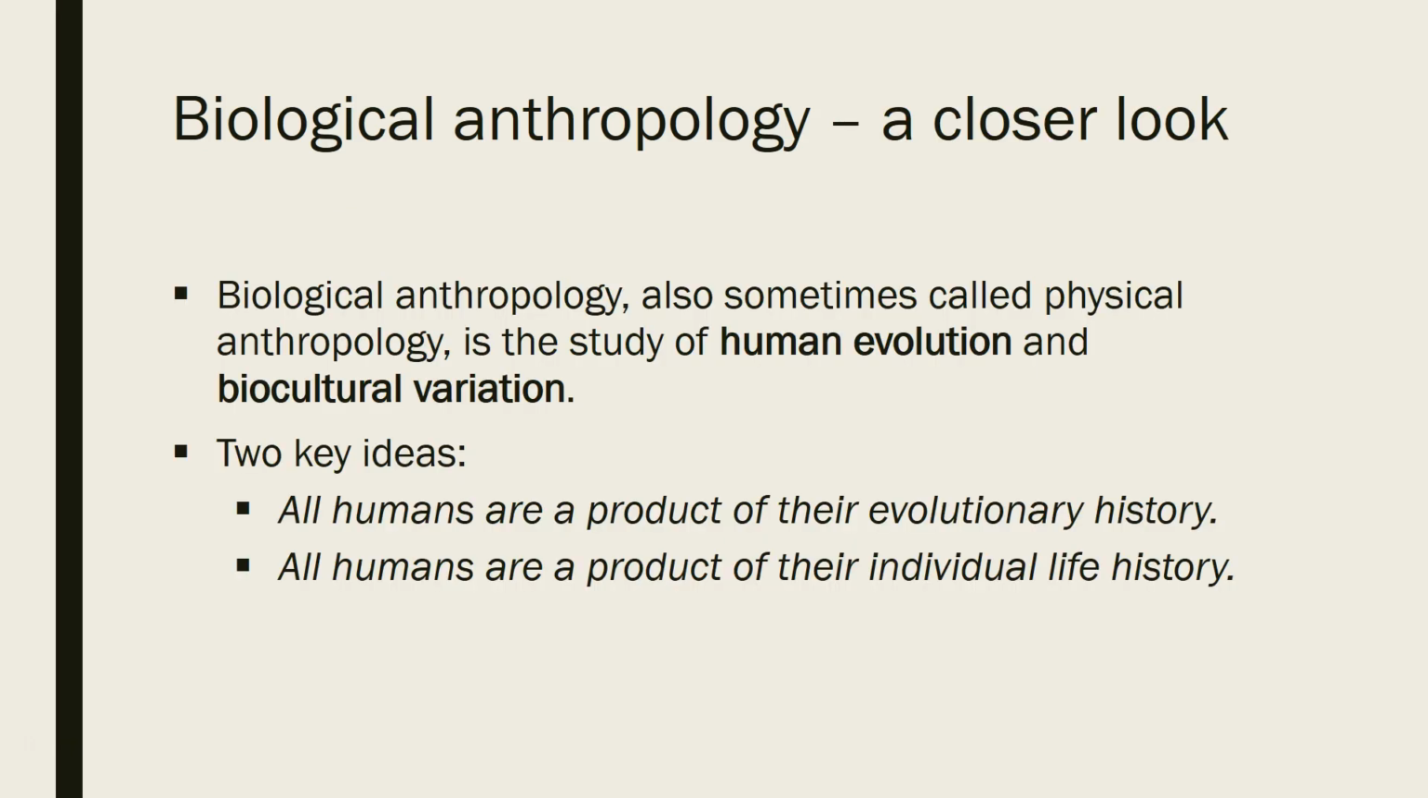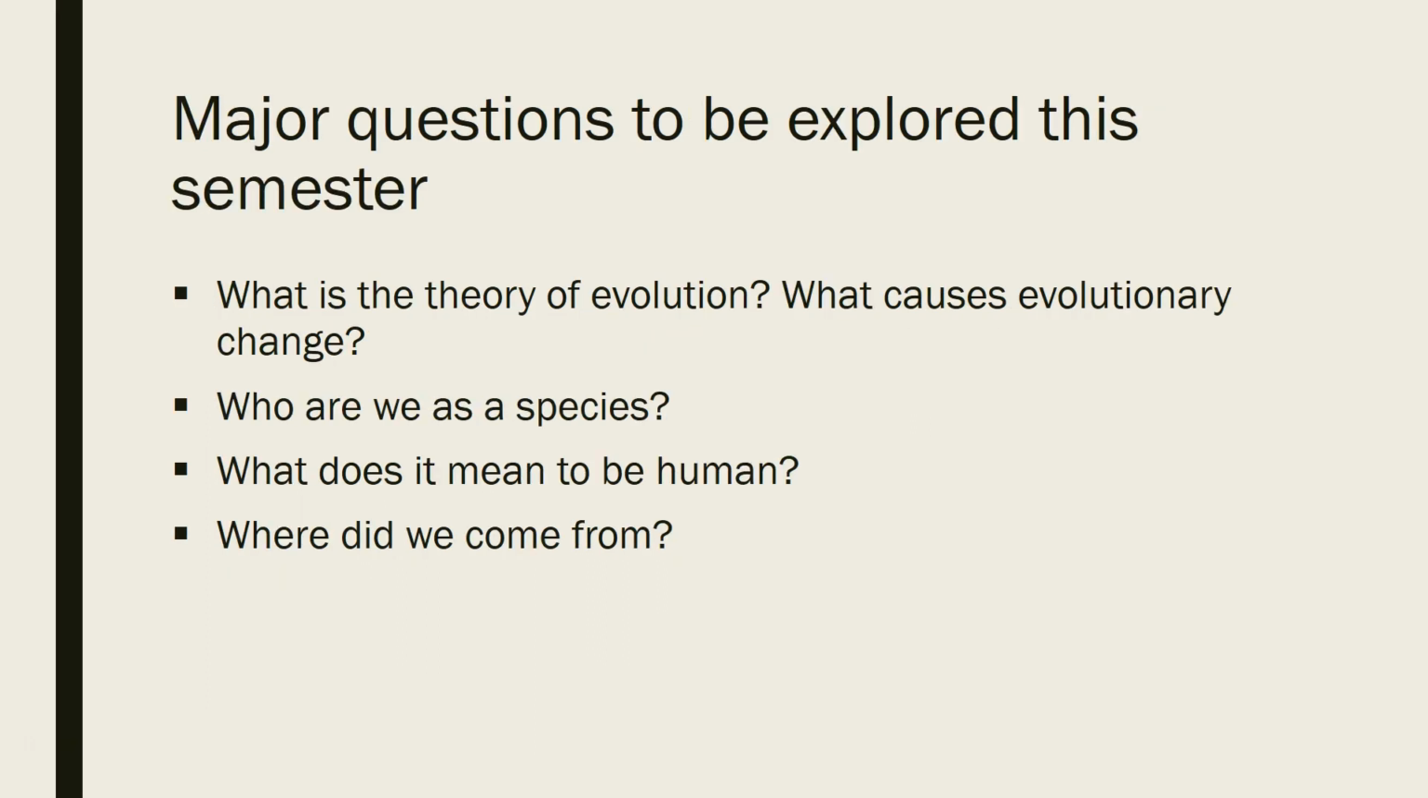Let's take a closer look at biological anthropology, also sometimes called physical anthropology. As mentioned before, biological anthropology is the study of human evolution and biocultural variation. Now, there are two key ideas driving the study of biological anthropology. The first is that all humans are a product of their evolutionary history. And the second is that all humans are a product of their individual life history. Here are a few of the major questions that we will be exploring this semester.